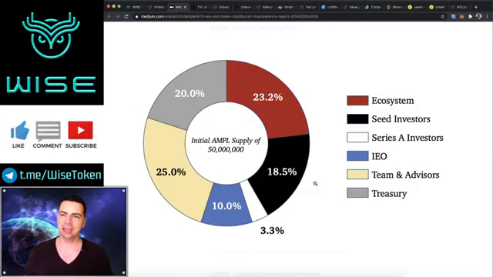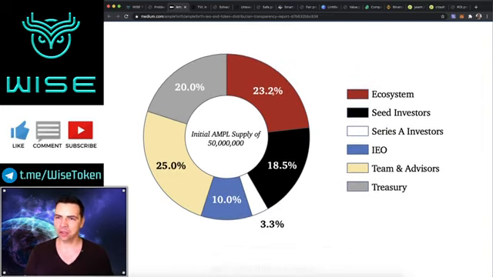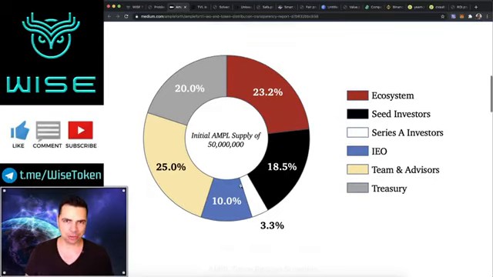But look at this distribution. Only 10% to the community. You have 25% to team and advisors. This treasury, ecosystem, seed investors, yeah, they all control that too. And then Series A investors. So basically, they are controlling 90% and only selling 10%.